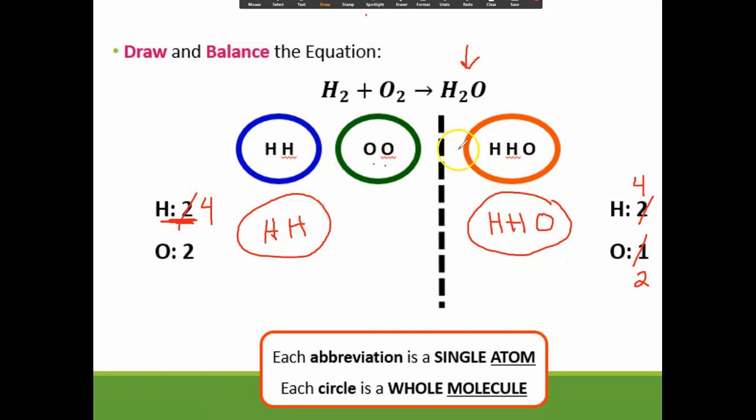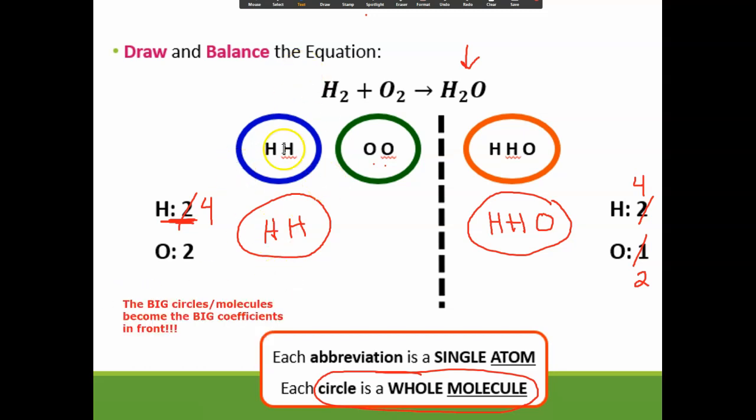I've drawn out what we need. However, I do need to actually answer the question. So remember that these big molecules, these big circles or molecules, are going to become our coefficients. The big circles, molecules, become the coefficients, the big coefficients in front in the equation.